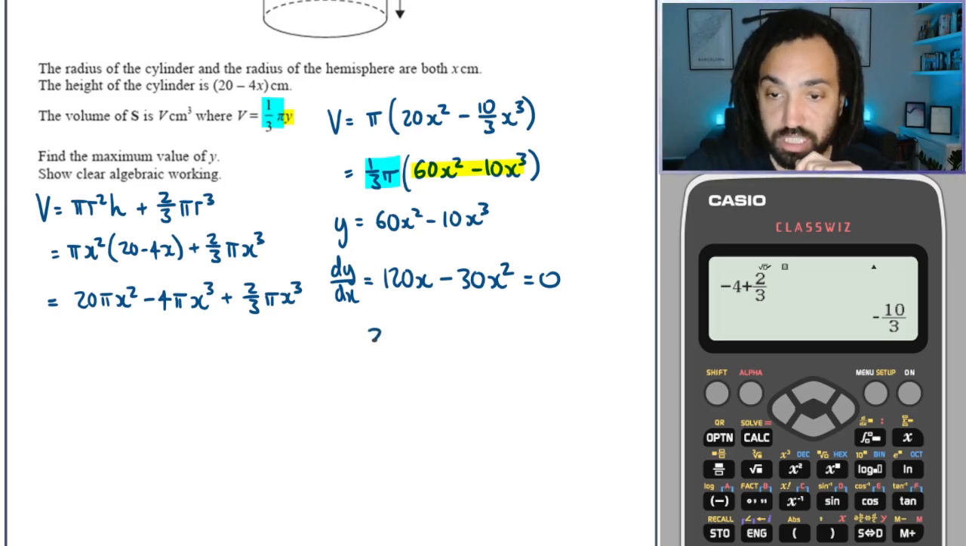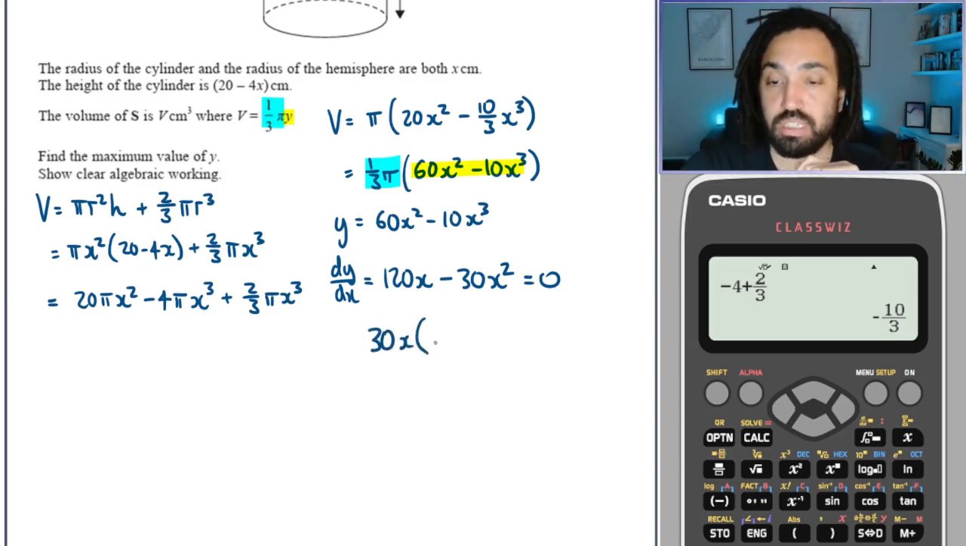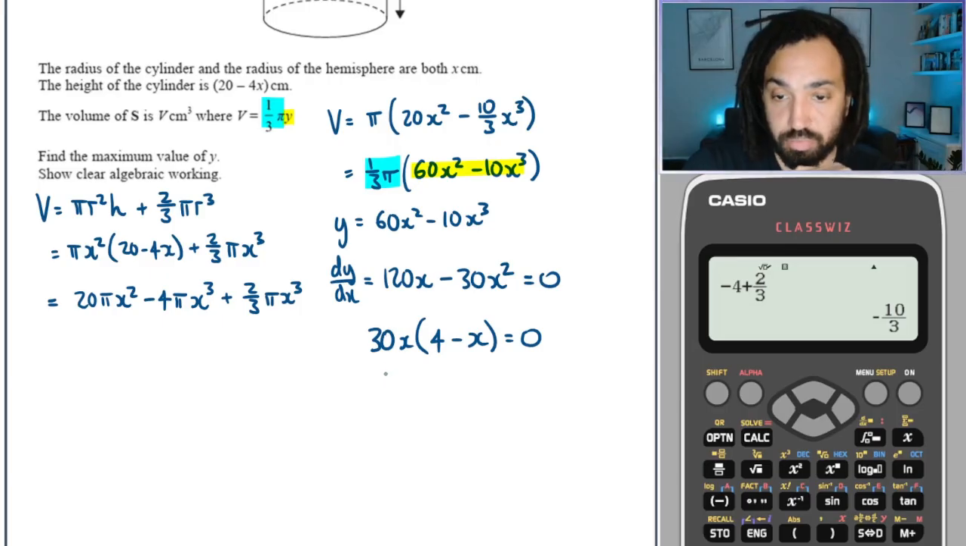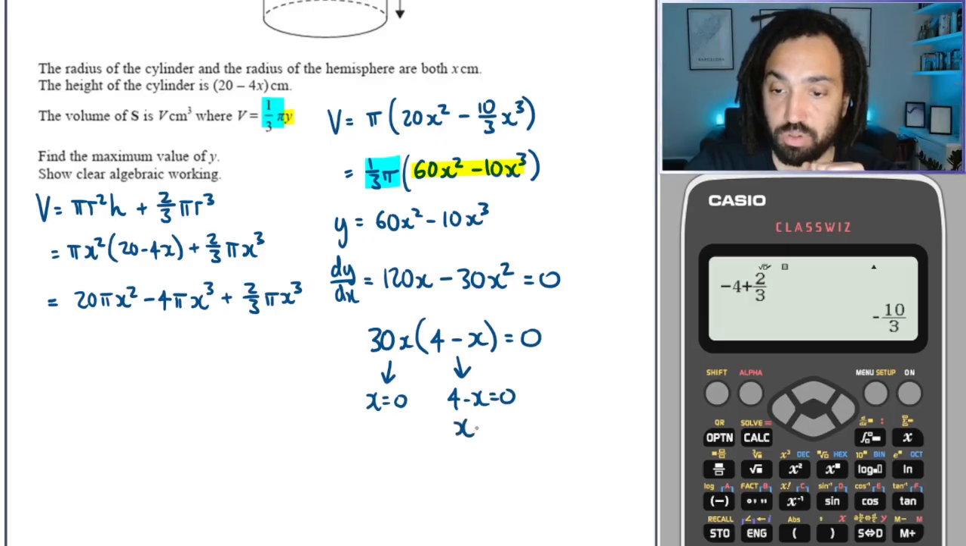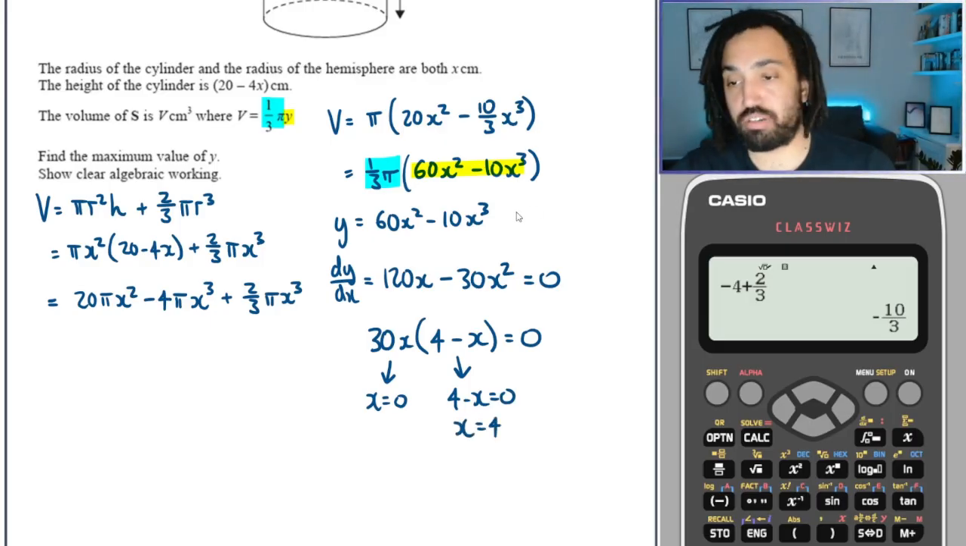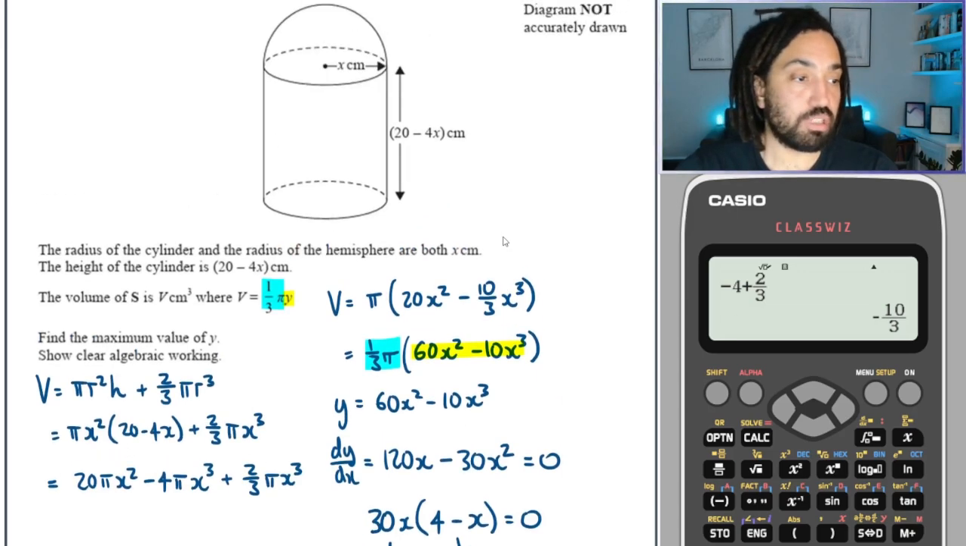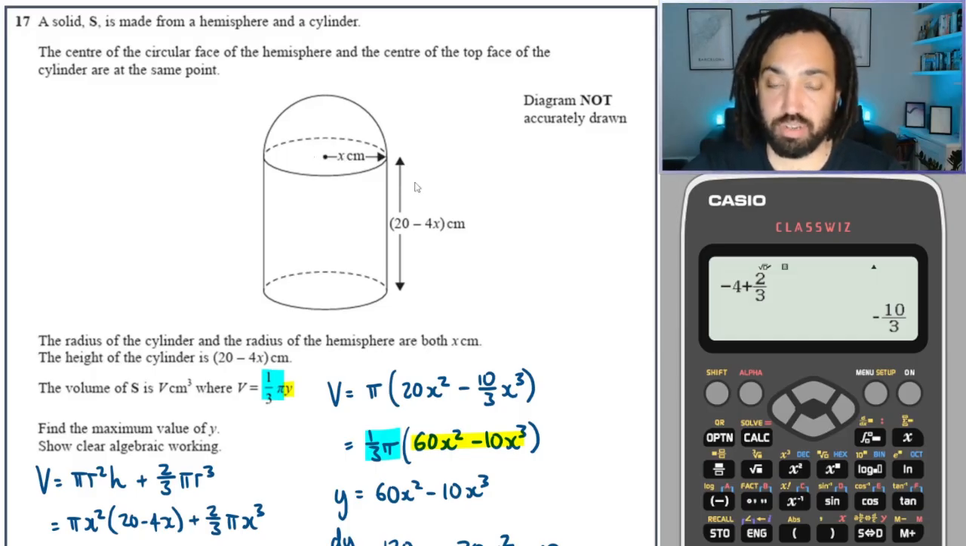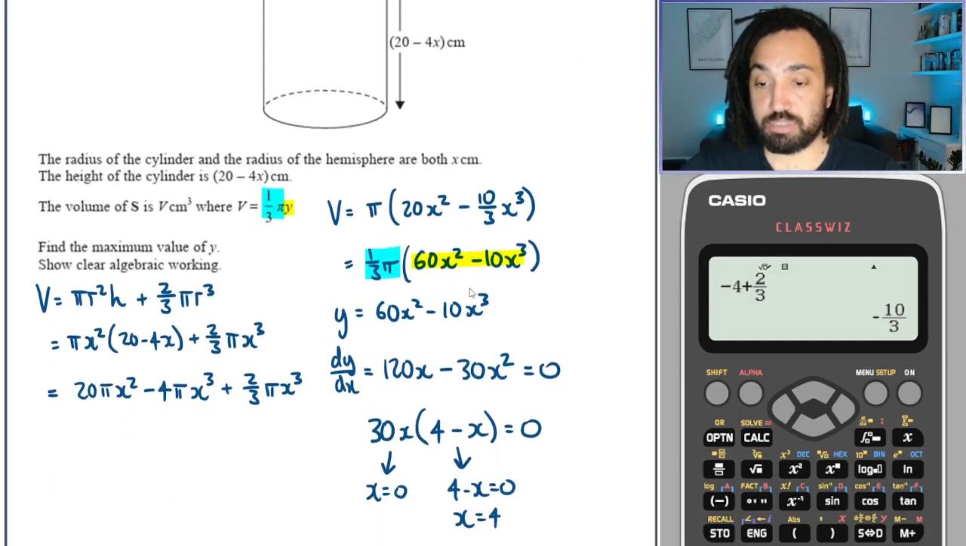So I need to factorise. I can take out 30x, and that will leave me with 4 minus x. Quickly double check that, is that right? Looks good. Okay, so this has two solutions. Either this is 0, which means that x is 0, or this is 0, which means x is equal to 4. Now let's look at the diagram and sense check which one could be possible. Can x be 0? Well, no, because x is the radius, so it wouldn't be much of a shape if it had no radius. So x must be 4 then.